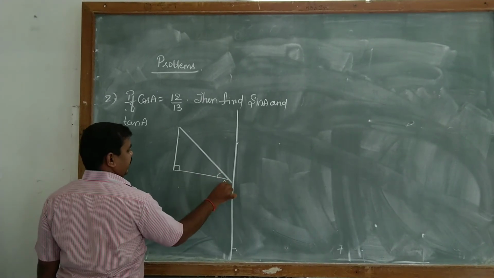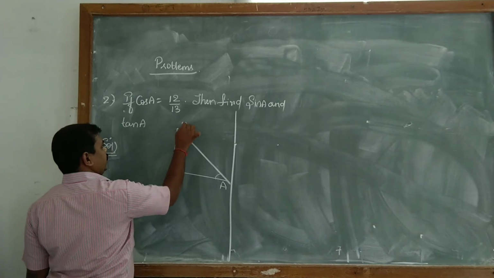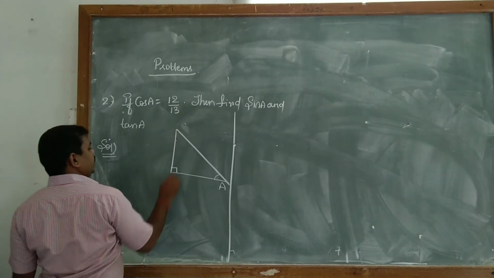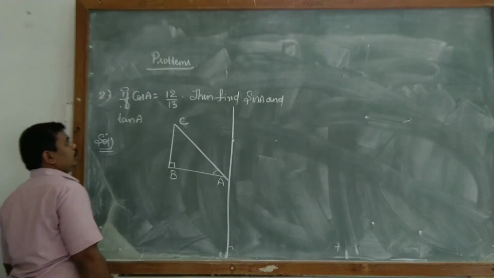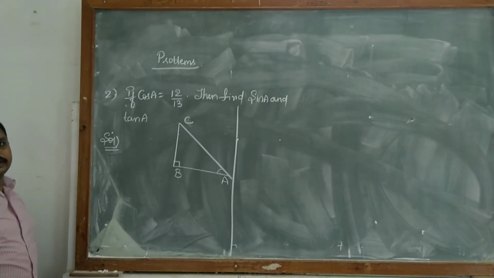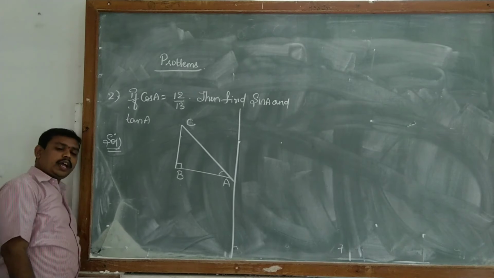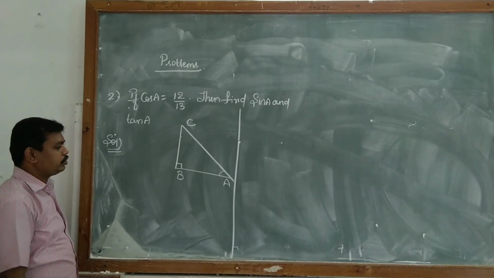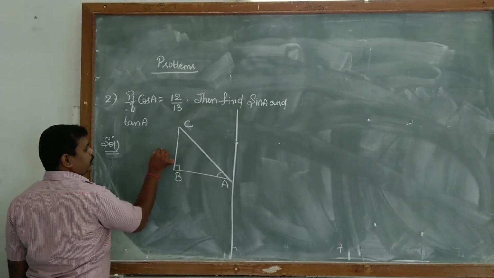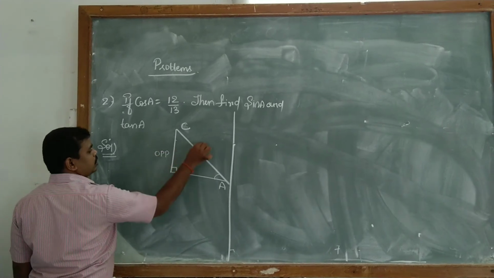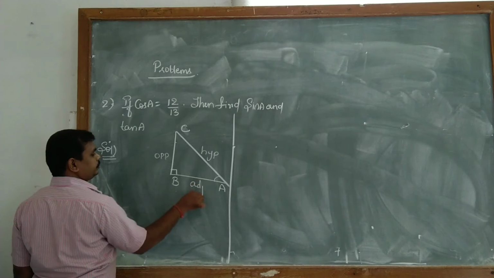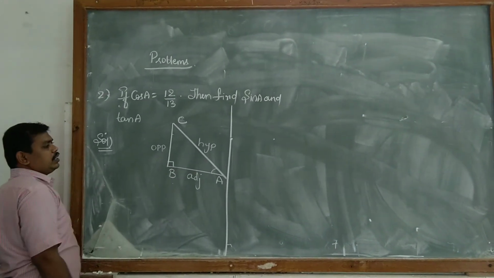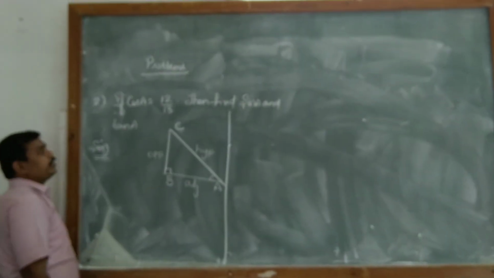Let us take this as A, this as B, this as B, and this as C. What is cos A? What is the definition of cos A? Adjacent by hypotenuse. Now when you see here, this will be the opposite side. This is the hypotenuse and this is the adjacent side. Now just write down the values according to our definition.